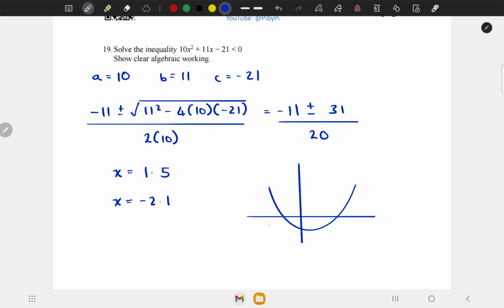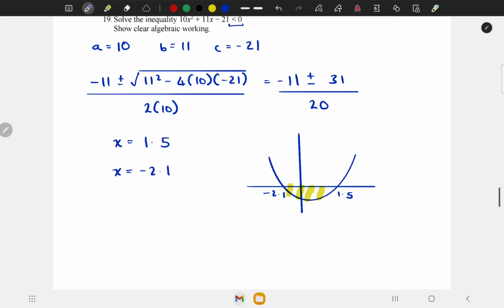I'm just drawing a sketch. This here is negative 2.1 and this here is 1.5. The question wanted us to look at the region that is less than 0, which means I'm looking at the bottom half, which is a closed region. Therefore, my solution is going to be lying between negative 2.1 and 1.5. And that's all you needed to do.